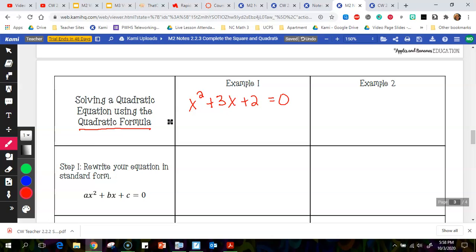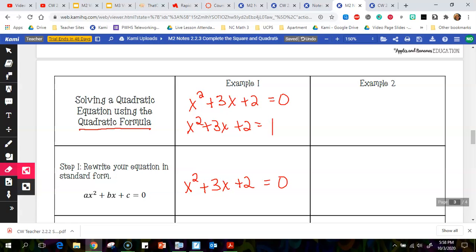Rewrite your equation. It's already in standard form, but we'll rewrite it. x squared plus 3x plus 2 equals 0. So what they mean is if it said x squared plus 3x plus 2 equals 4, you would need to rewrite it with the 0 on the right side. We don't have that situation.